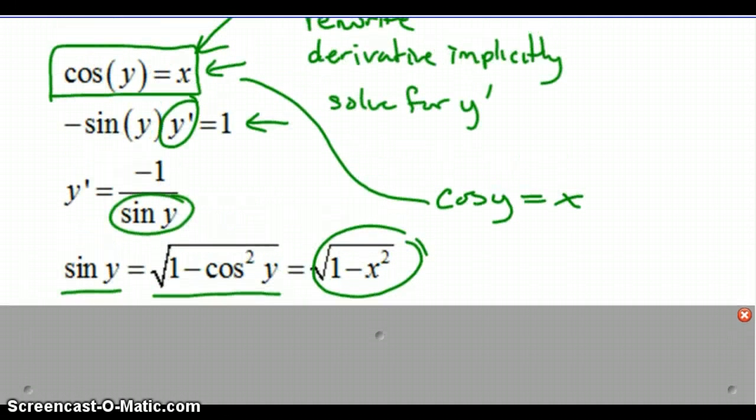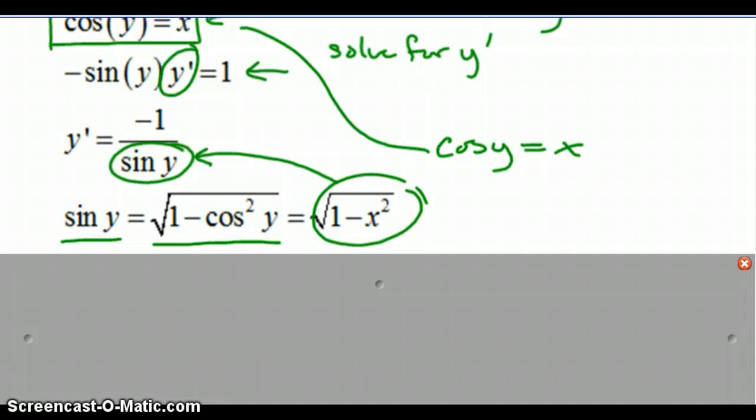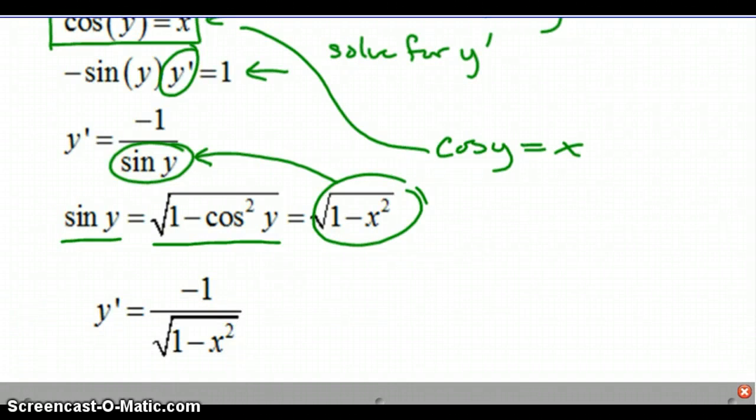So now I can make this substitution into my derivative and get a derivative in terms of x. Voila! This is the derivative of arc cosine of x. Take a wild guess as to what we're going to do next. We've done sine, we've done arc sine and arc cosine.